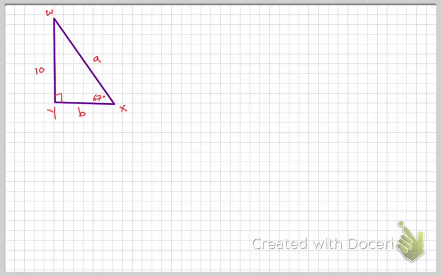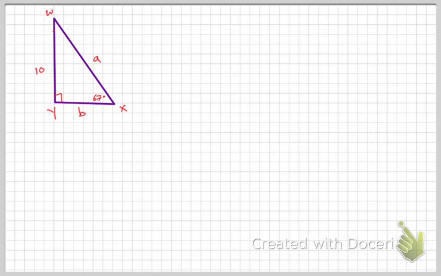Now I could find angle W because I know all three angles have to add to 180. I know I have one right angle, so I know that angle W and angle X have to add to 90. So I could find angle W if I wanted to and switch my focus angle. But we usually just stick with the focus angle that's given to us. It's a little less work.